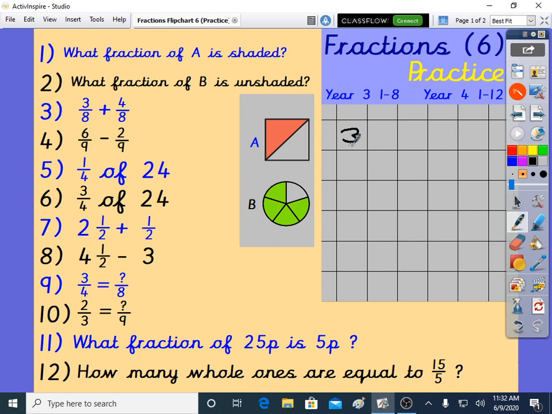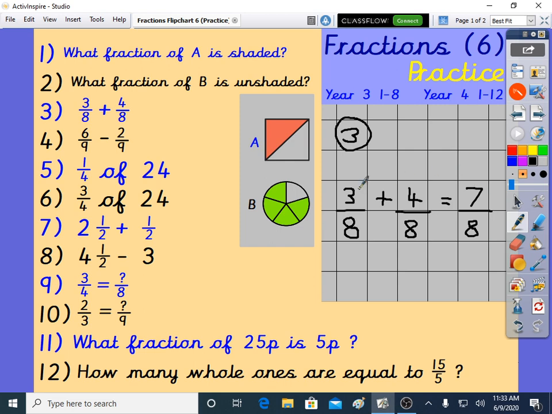Question 3 is adding some fractions. It's adding 3/8 to 4/8. So 3/8 plus 4/8. When you're adding fractions, you don't add together the denominators, the bottoms. If they're both 8ths, you can keep the answer as 8ths. And you just have to do 3 plus 4. 3 plus 4 is 7. So 3/8 plus 4/8 is 7/8.